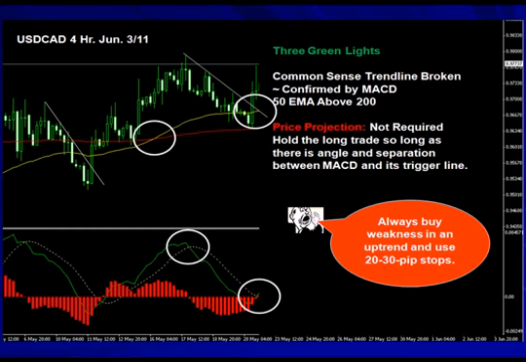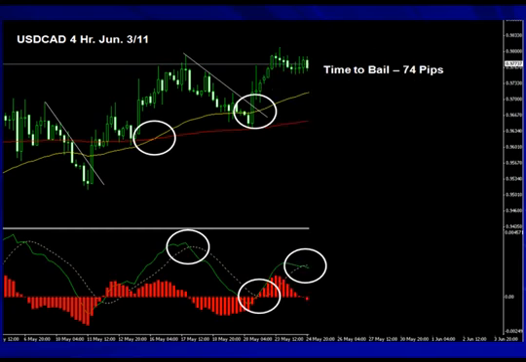So, getting back to the notion of price projection, we got in here because MACD confirmed that that was a good trade, and we're getting out here with a profit of 74 pips because MACD has now punched down through its trigger line. And the concern I would have here is, what's going to happen next? Yes, we're in an uptrend. The 50 EMA is above the 200 EMA. Good angle and separation. Is this going to be an uptrend reversal pattern or an uptrend continuation pattern? We really don't know. I don't really care. I just want to grab my 74 pips as delineated by MACD.